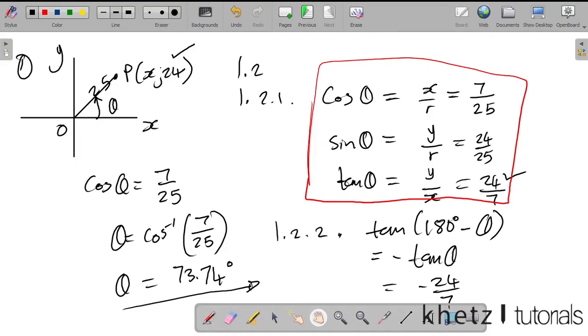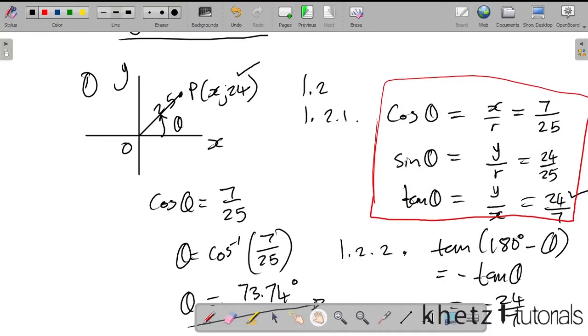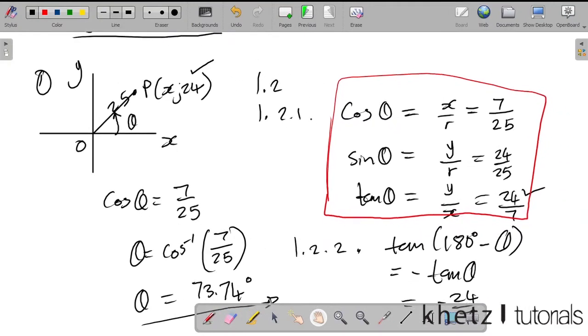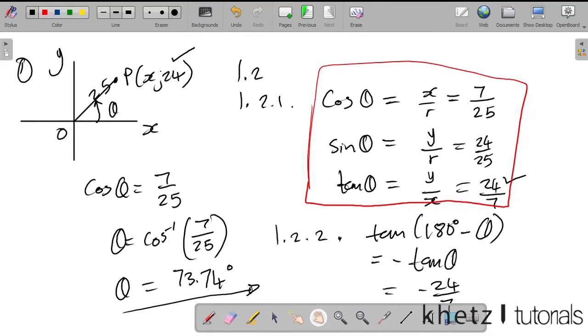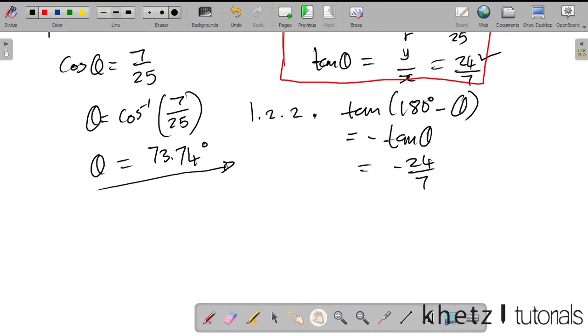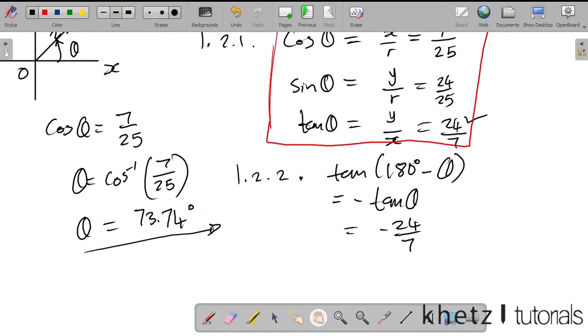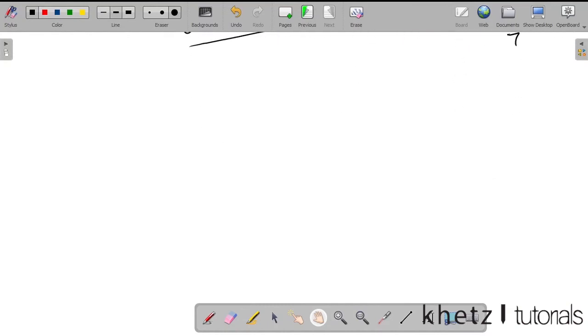So that is basically all that you have to know with regards to such a diagram, where you're given a point, you're given coordinates, you're given the length of the radius, and you're asked to find any of these values. You saw how we tackled this using reduction formulas. You saw how we calculated one of the values, x in our case, and how we applied that to find the trig functions.